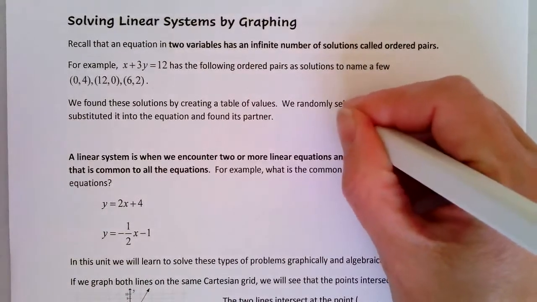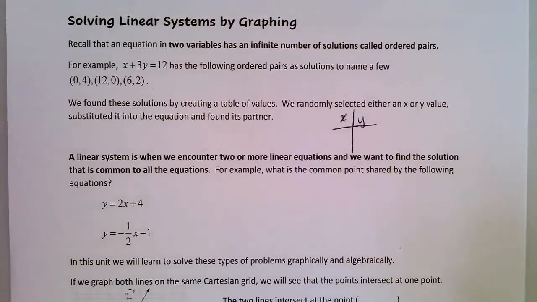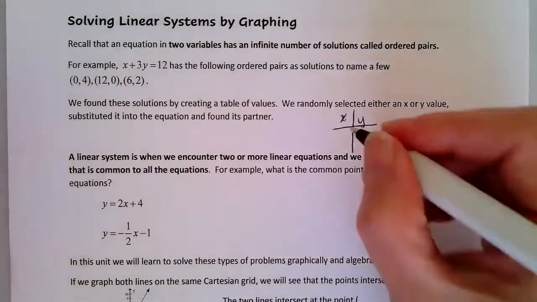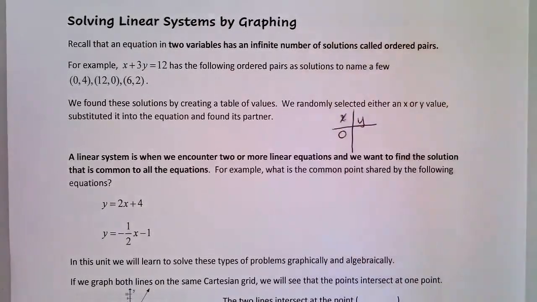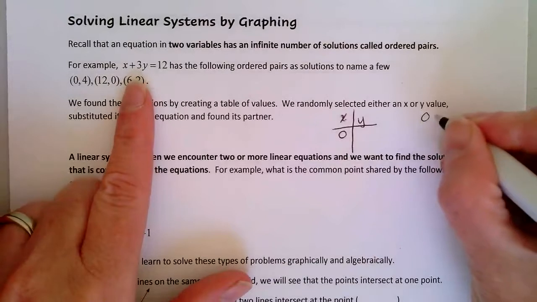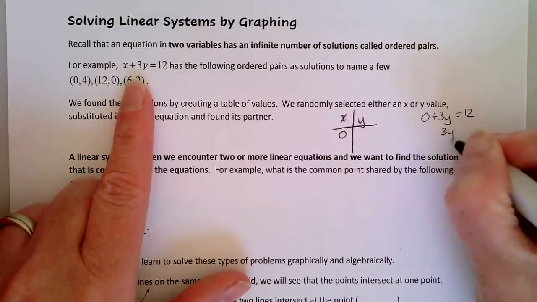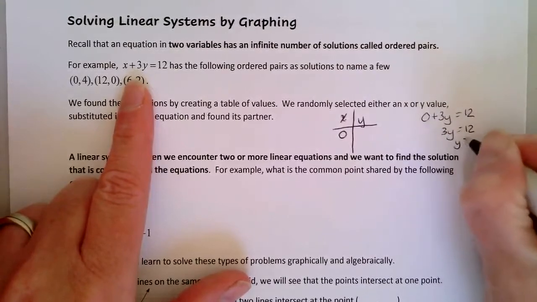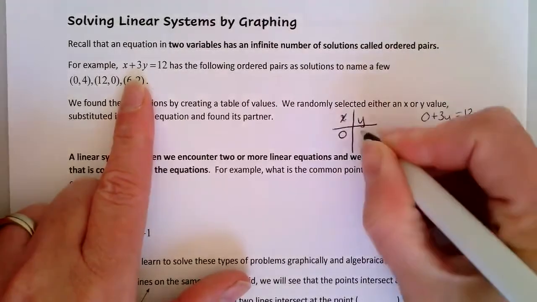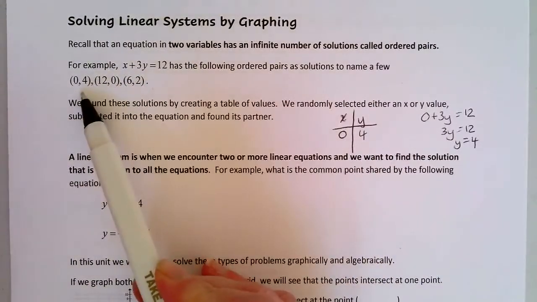So we would create a table of values, and you would choose a value for either x or y. So for example, if I chose an x value of 0, and remember, when you choose x is 0 and y equals 0, you're dealing with the x and y intercepts. So if x is equal to 0, your equation becomes 0 plus 3y is equal to 12. So 3y is equal to 12, and you divide both sides by 3 to get y is equal to 4. So that's how I came up with this (0, 4).